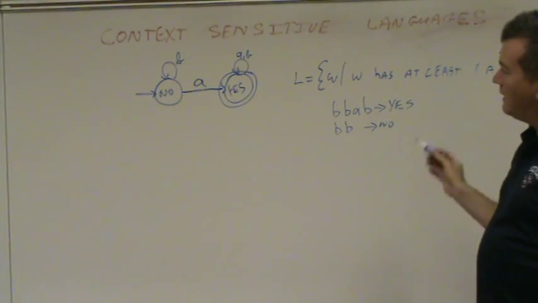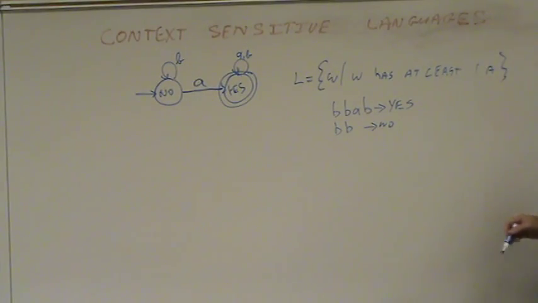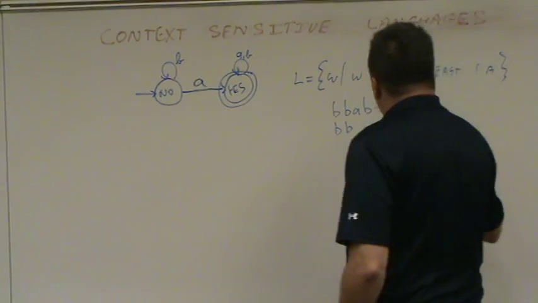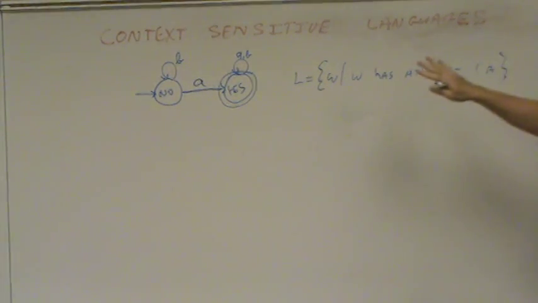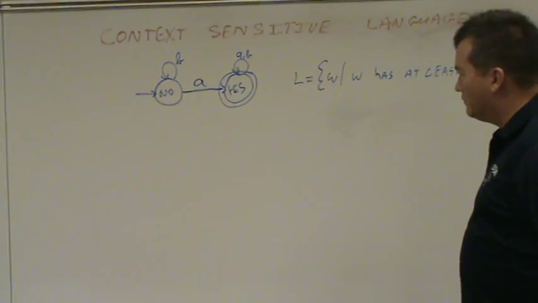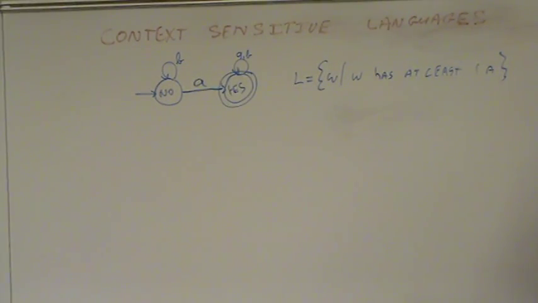Now what if we were to write a grammar for this language? How would we write the grammar? The reason I'm going through this is we're going to define context-sensitive languages by grammar. We'll define it two ways, but one will be by grammar.